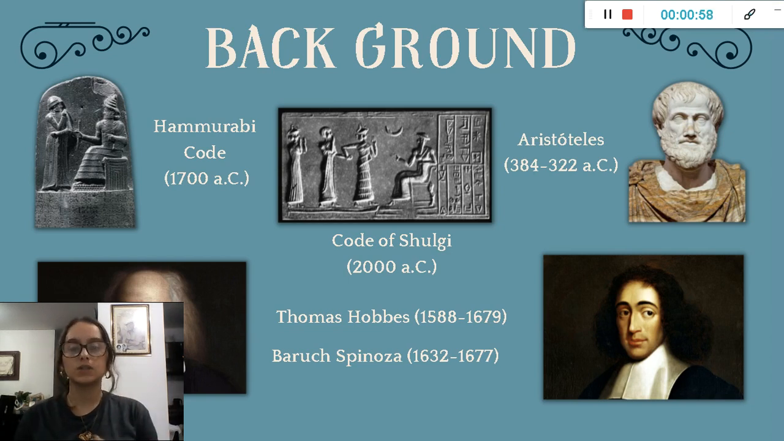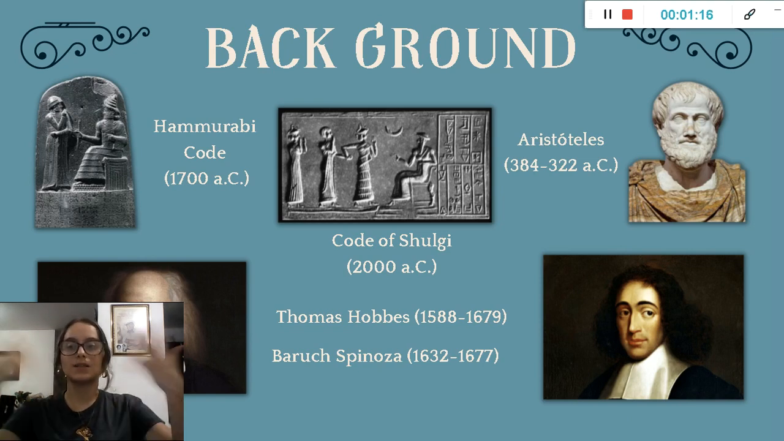The third one is Aristotle. It dates from 300 before Jesus, and he says that the interactions in the family are a reflection of the interactions of society. So when in the family there is an economic, political, or legal interaction, it is the same as the interaction of the state.